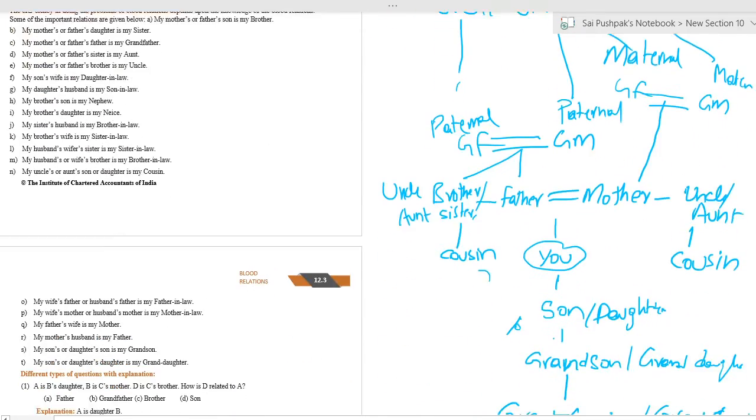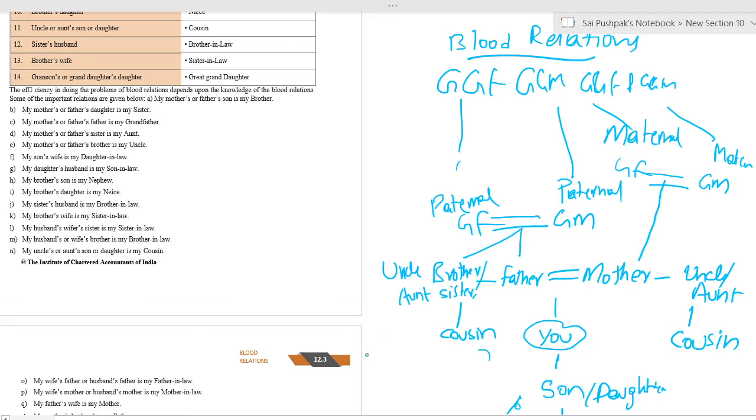So now let us discuss the blood relations. So you are here, you have your father and mother. Your father's brother or sister will be your uncle or aunt. Okay, so the son or daughter of your uncle or aunt will be your cousin. Similarly, you have your mother, the brother or sister of your mother will be uncle or aunt. Their children will be your cousins.